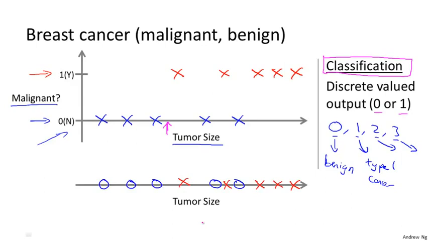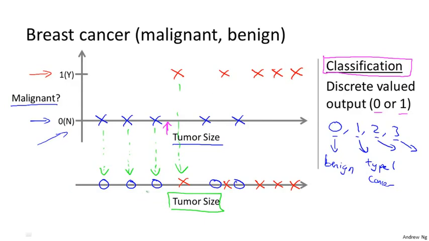All I did was I took my data set on top, and I just mapped it down to this real line like so, and started to use different symbols, circles and crosses, to denote malignant versus benign examples. Now, in this example, we use only one feature or one attribute, namely the tumor size, in order to predict whether tumor is malignant or benign.